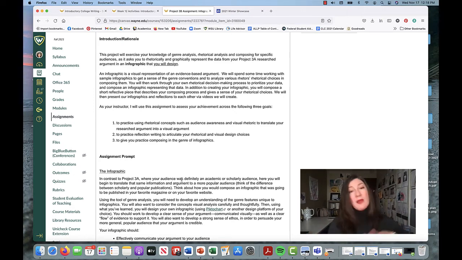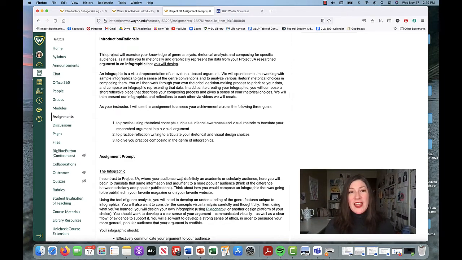And all along the way, we've been writing in different genres, right? An analysis paper looking at one specific text. We did a reflective narrative, thinking about our own process. We've done a traditional style researched argument where you guys are synthesizing and collating a bunch of secondary sources. And now we're going to work in yet another genre, this one a visual genre, the infographic.